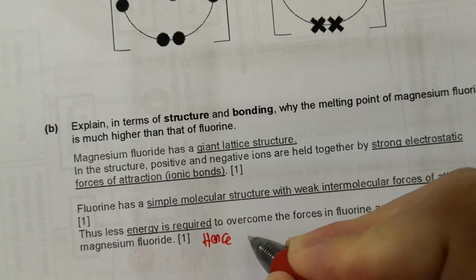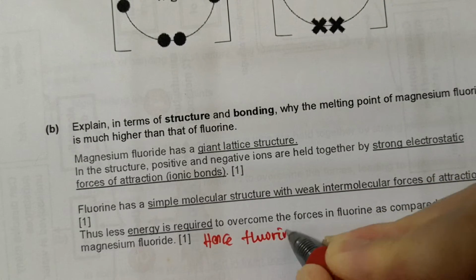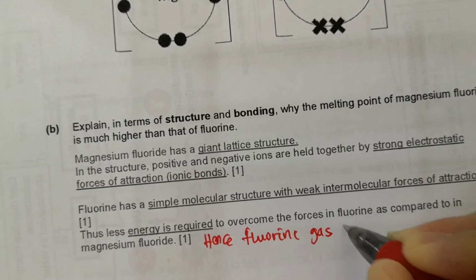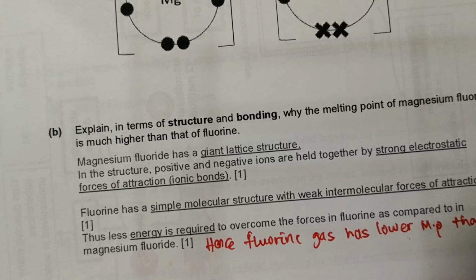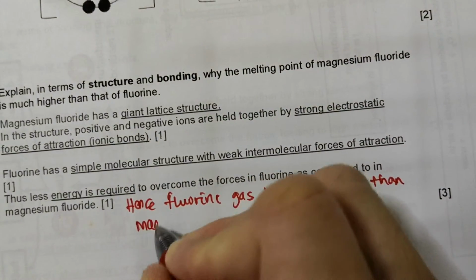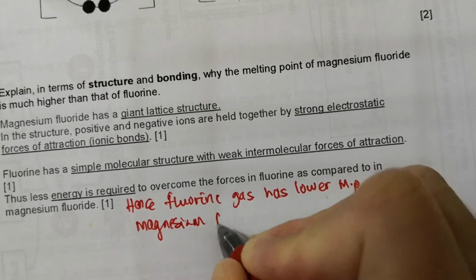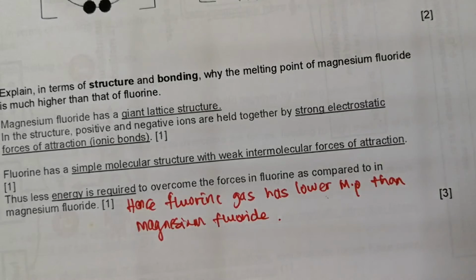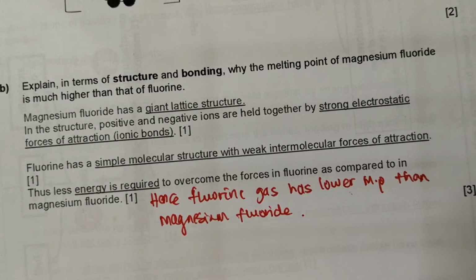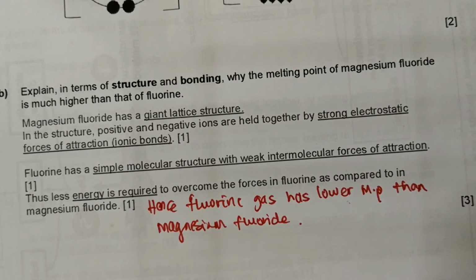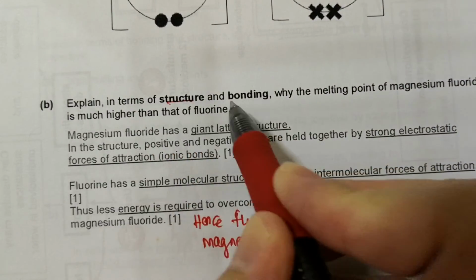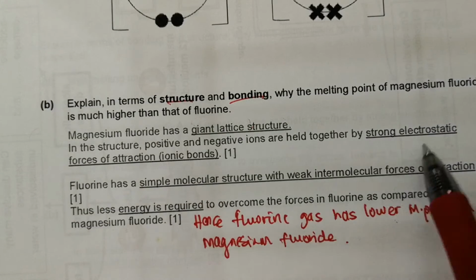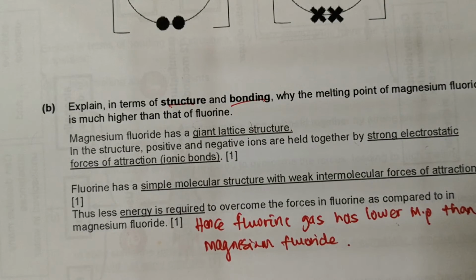Because less energy is required, you can add one sentence to tie in with the melting point. Hence, fluorine gas has a lower melting point than magnesium fluoride. Or you can say hence magnesium fluoride has a higher melting point than fluorine. Again, the key point here is structure and bonding. So you must have the structure, the bonding and the forces. Bonding is basically the forces.